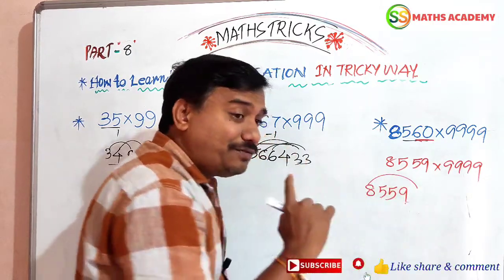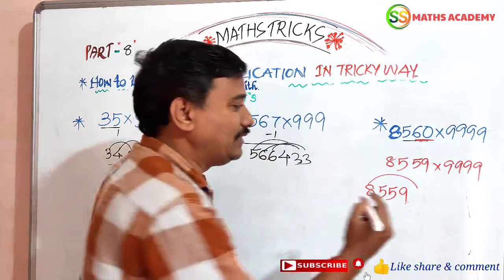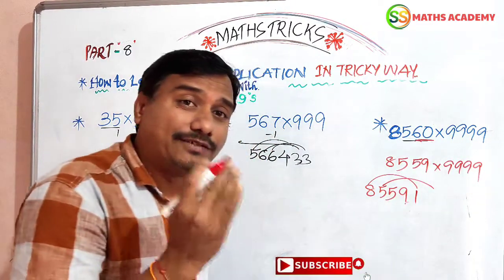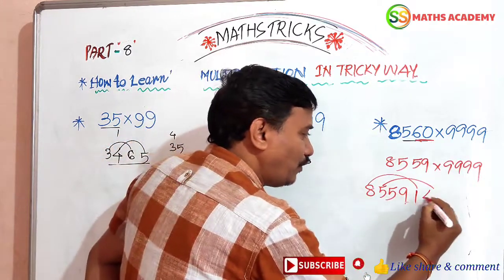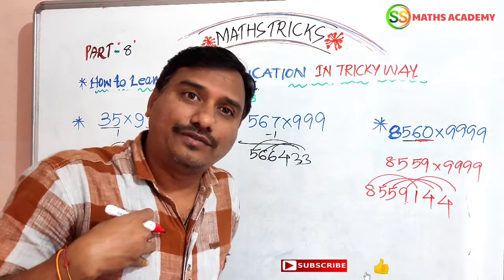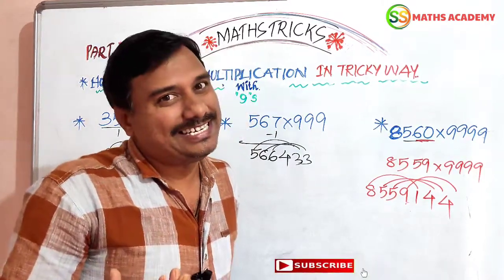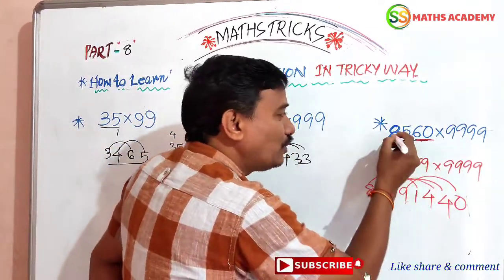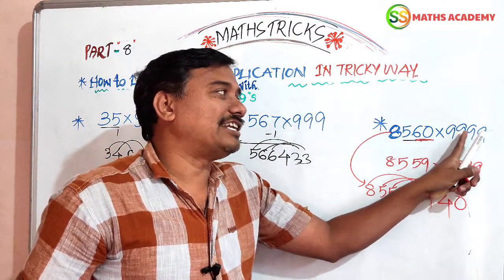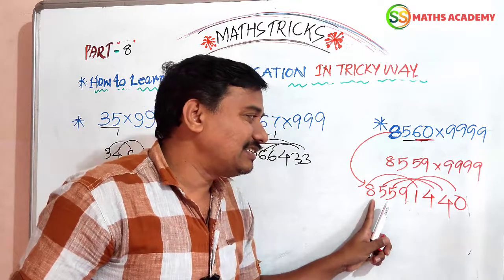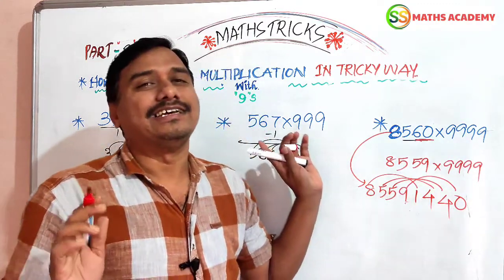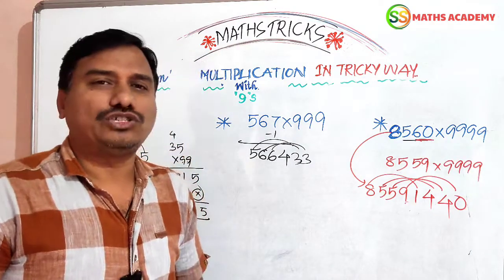Which number should we add with 8? 1 only, we should get 9. Now 5, we should add 4 to get 9. That means 4. Here also 4. Here 9, if you add 0, we get 9 only. That means 0. So you can check it. 8560 multiplied with 9999 is nothing but 85591440. That is your answer. You can take any kind of question, my dear friends.